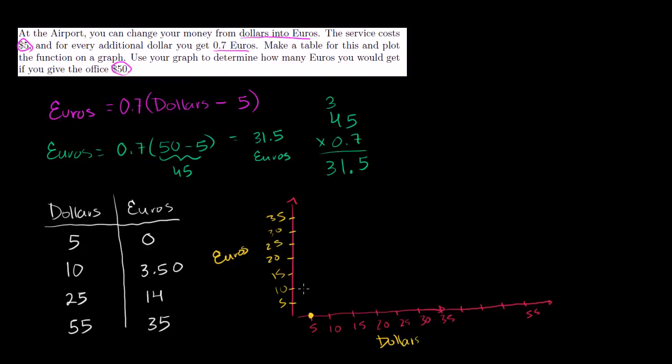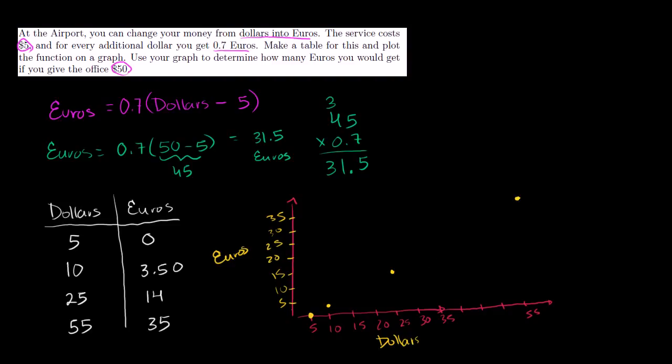If I give $10, I get 350 euros. So 350, it's hard to read. Maybe 350 will be right around there. If I give $25, I get 14 euros. 25, 14 is right about there. Obviously, I'm hand drawing it, so it's not going to be quite exact. And if I give $55, I get 35 euros. So 55, 35 right there.